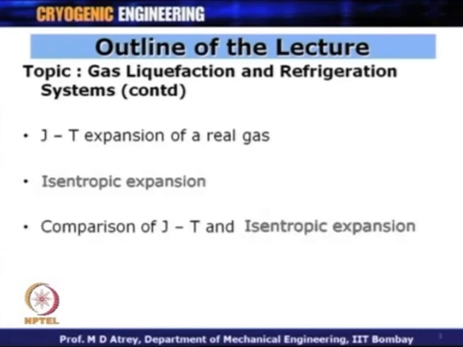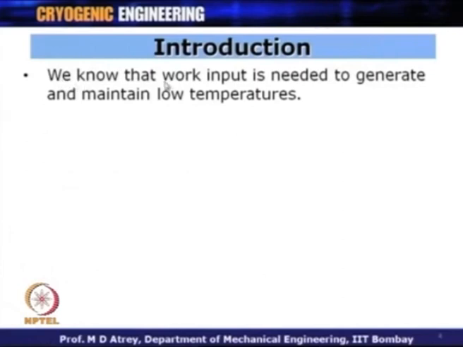We have seen that work input is needed to generate and maintain low temperatures. The first law and the second law tell us that we have to put in some work, some effort, in order to generate low temperature and to maintain it. We have seen that as TL decreases, as we try to reach lower and lower temperatures, the Carnot COP decreases, stating that more work input is required to maintain very low temperature.